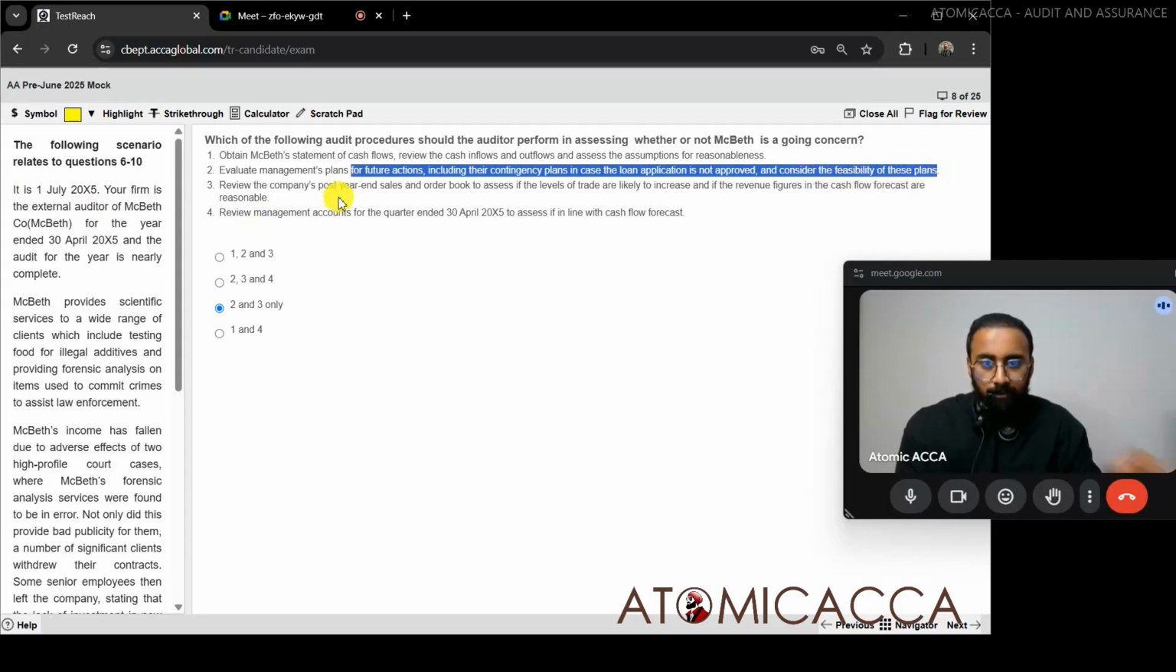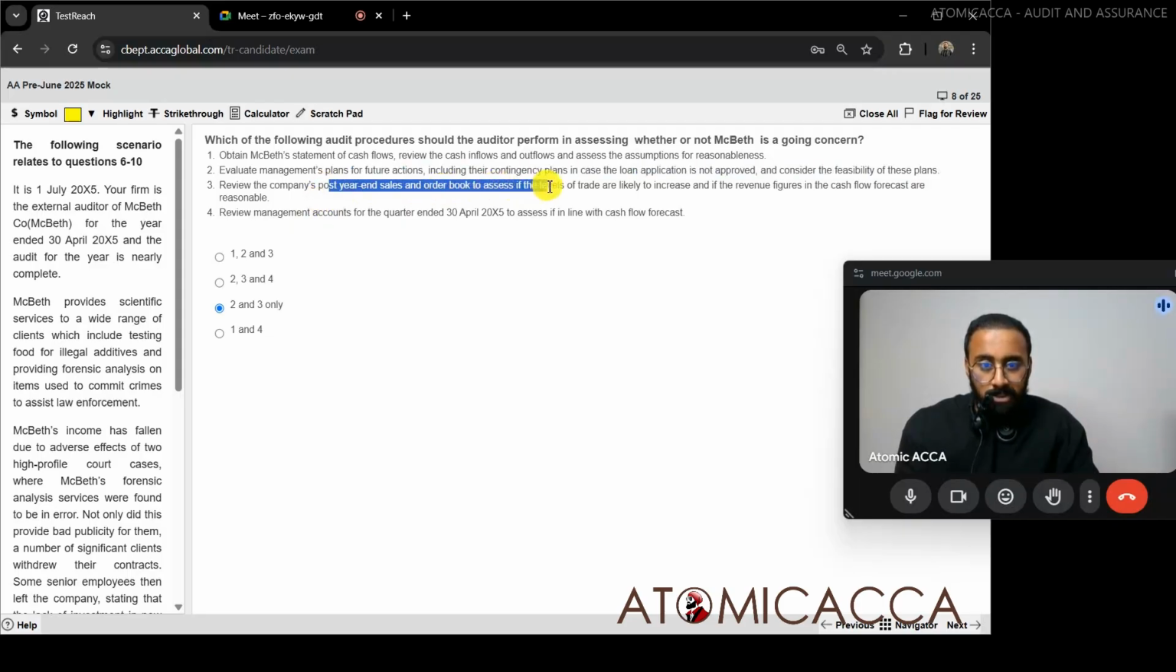Okay, so all about future analysis we are doing. So this is right. Review the company's post year end sales and order book to assess if the level of trade are likely to increase and if the revenue figures in the cash flow forecast are reasonable.